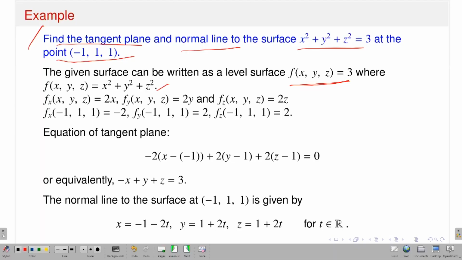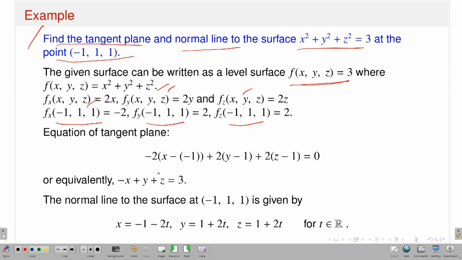But if we want to talk about the tangent plane or normal line to that level surface at some point, then you just evaluate those partial derivatives at that point. So first you calculate fx, fy, fz at an arbitrary point x, y, z, then calculate the corresponding point. At that point, I am talking about the equations of the tangent plane and normal line.